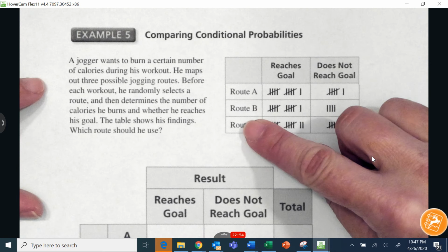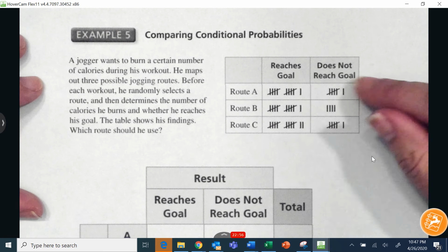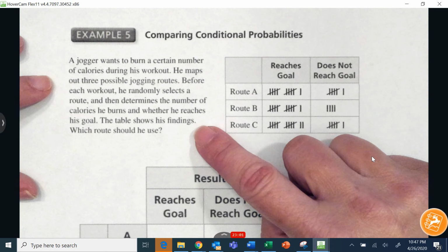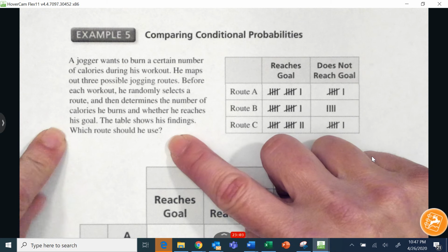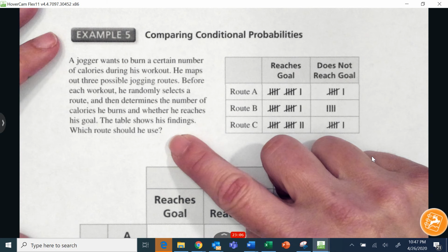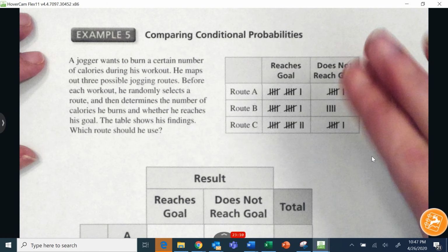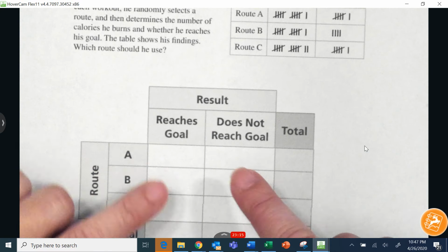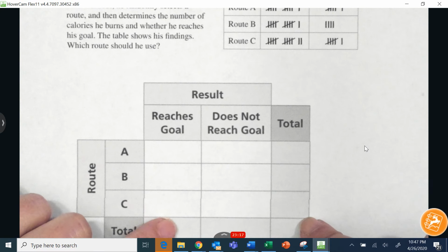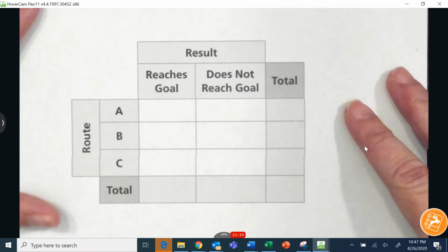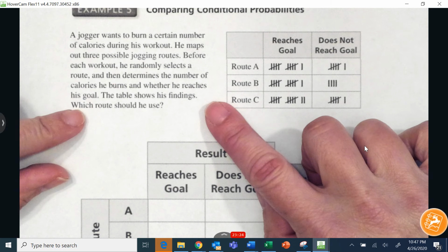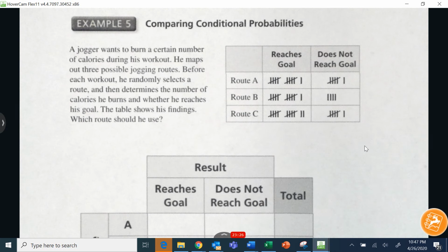We've got 3 different routes. We've got how many times he reaches his goal, how many times he does not reach his goal, and we're going to determine which route he should use, depending on where he burns the most calories. So anyway, pause the video, and go ahead and find the joint and the marginal relative frequencies, and then unpause the video, and we will talk about how we can compare these together.